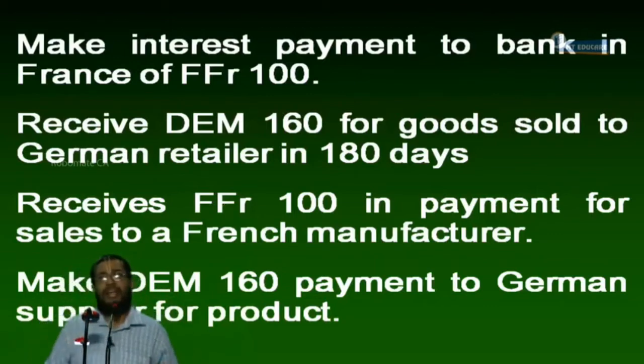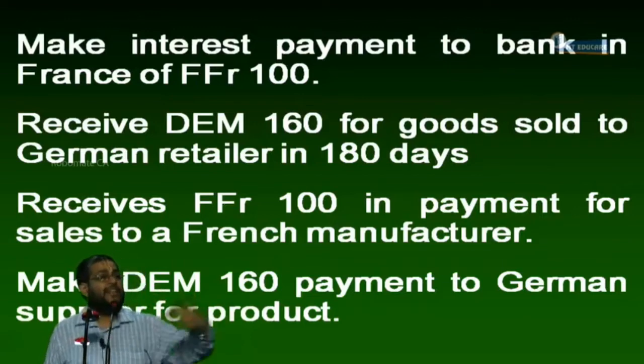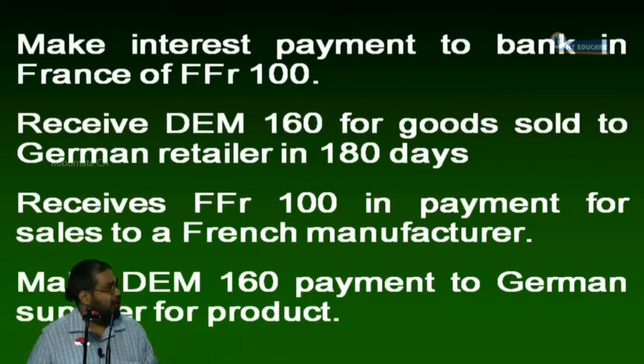Now, similarly, after 90 days, it also has a receivable of how many FFR? 100 FFR, from a French manufacturer, for a sale to a French manufacturer. Are you following or not? That means after 90 days, I have a receivable of 100 French franc and a payable of 100 French franc. So these two can be netted off straight away, right or not?